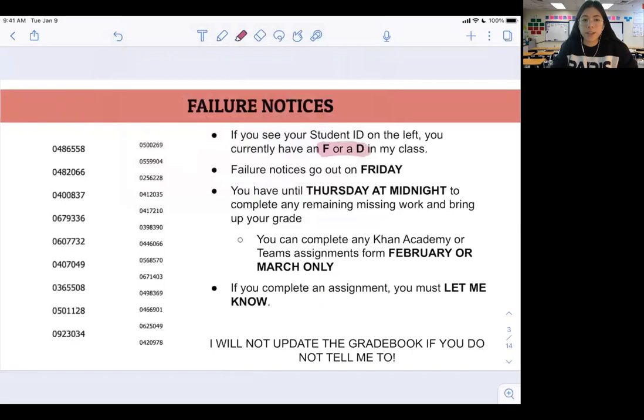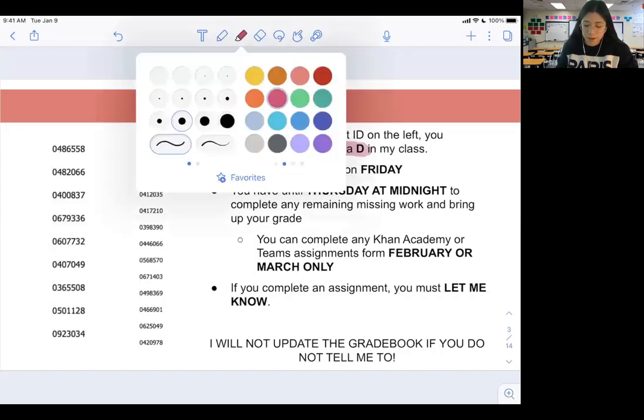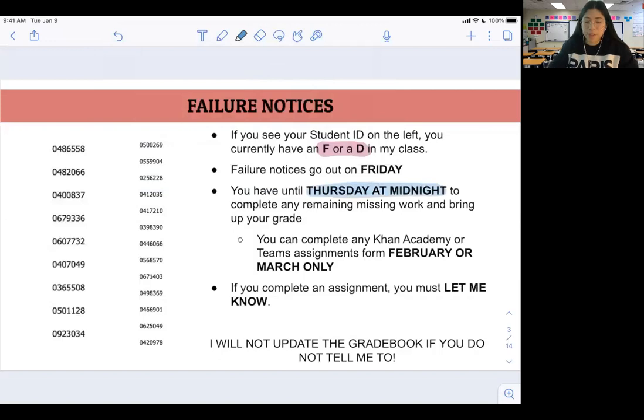And I've already updated it for Khan Academy and for quizzes. So look thoroughly, take another 20 seconds and look for your ID. And like I said, failure notices go out on Friday. So here's the deal. You have until tomorrow at midnight, Thursday at midnight, to complete any remaining missing work in order to bring up your grade.